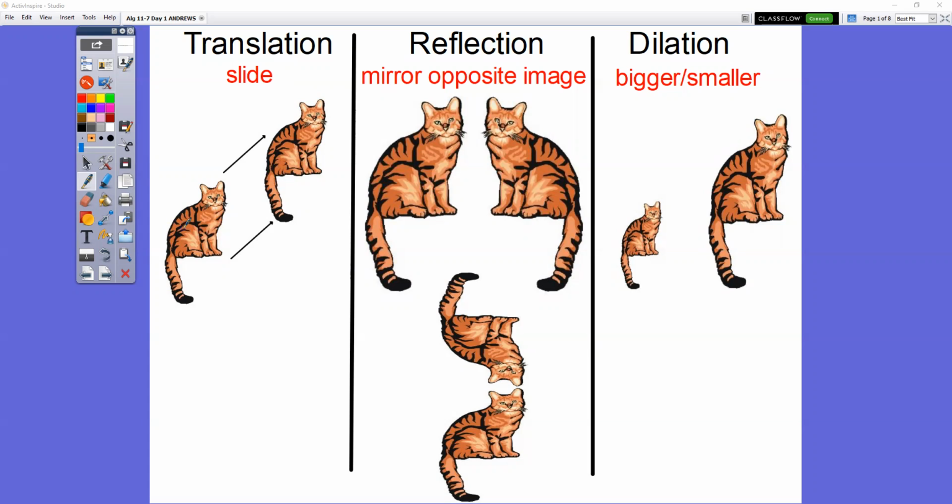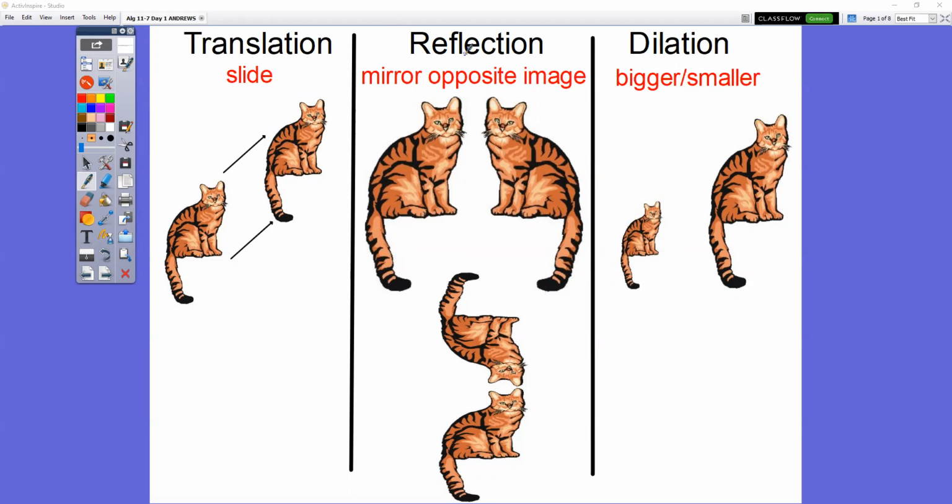It might just slide up. It might just slide down. It might just slide to the left, just slide to the right, or a combination like this one, which is going up and to the right. But all you're doing is sliding a picture from one place to another place.